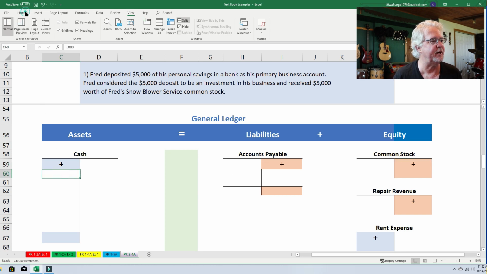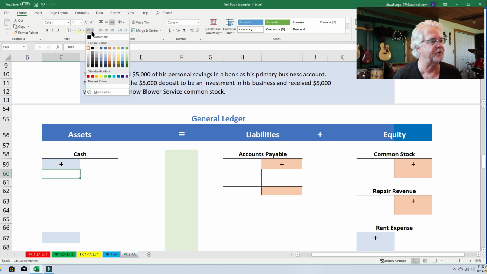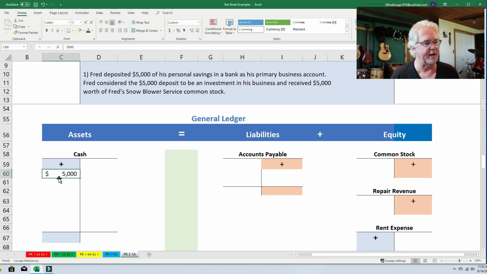So I'm going to put right here under cash, I'm going to put $5,000 because Fred is depositing $5,000 of his own personal money into a business account. So this cash account represents a business account. Now, I've got something on the left, and the whole objective of accounting is to keep the left-hand side in balance with the right-hand side. And that's why I have an equal sign here. So I've got to have $5,000 on the right.